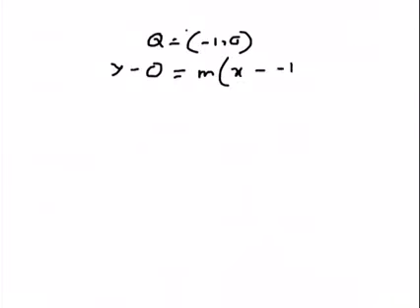So I will just do that here. Equation of the line through the point Q, which is (-1, 0), we know that, and the gradient is given as m. So y minus 0 is m times (x minus -1). So the equation becomes y is equal to mx plus m. This is the equation of the straight line.